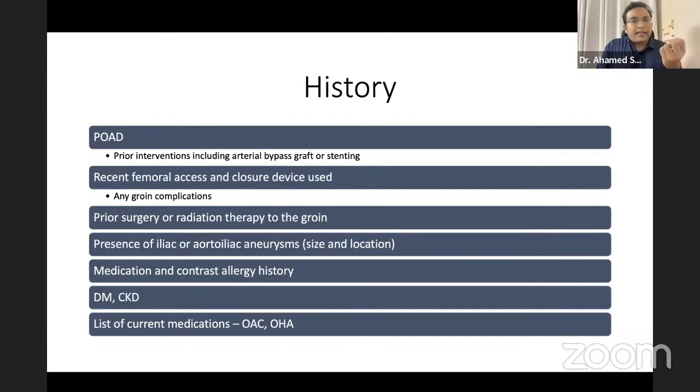he may have a prior arterial bypass graft, peripheral arterial disease, a recent femoral access with a closure device, any groin complications from the previous access, prior surgery to the region, and presence of any aneurysms in the region. And also, as in any case, we look into the medication, contrast allergy history, and the other comorbidities. Also look into oral anticoagulants or antithrombotic agents or prior history of thrombolysis within 24 hours in such patients.